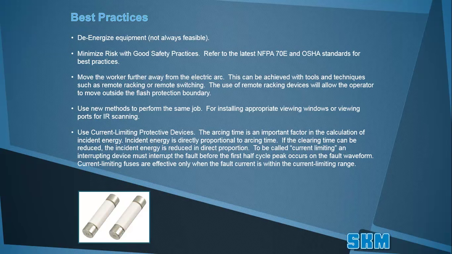Use current limiting protective devices. The arcing time is an important factor in the calculation of incident energy. Incident energy is directly proportional to arcing time. If the clearing time can be reduced, the incident energy is reduced in direct proportion. To be called current limiting, an interrupting device must interrupt the fault before the first half cycle peak occurs on the fault waveform. Current limiting fuses are effective only when the fault current is within the current limiting range.